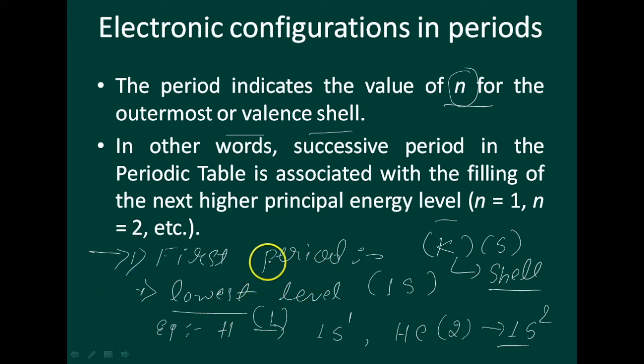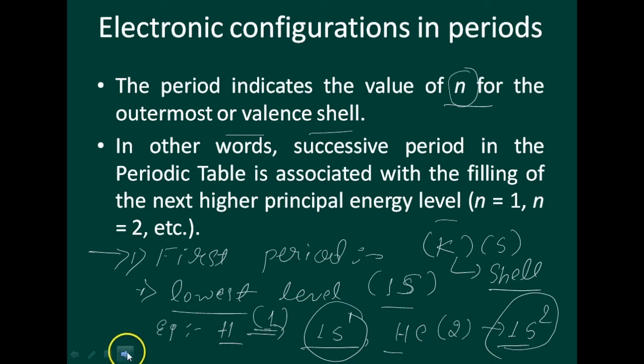Okay, first period, first it is filled with the lowest level, that is 1s. Okay, 1s first it will fill the 1s. So hydrogen, which has only one electron, can be written like this, and helium, which has two electrons, can be written like this. Okay, this is about how to write the electronic configuration for hydrogen and helium.